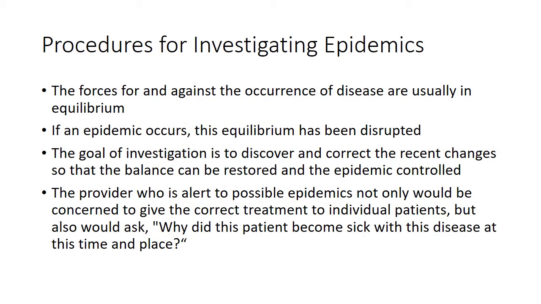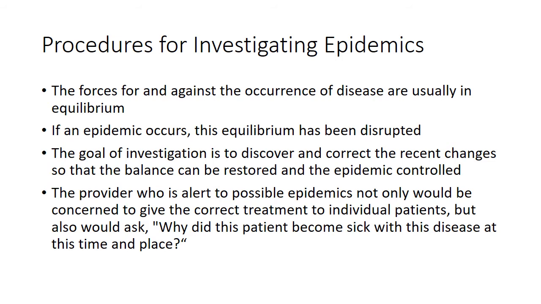So in general, we find that during normal occurrence of disease, the forces of both prevention and causing disease tend to be in equilibrium. If an epidemic is occurring, then obviously that equilibrium has been disrupted in some way. And so the goal of the investigation is to discover what changes occurred so that the balance can be restored and we can get back down to the normal occurrence of disease.